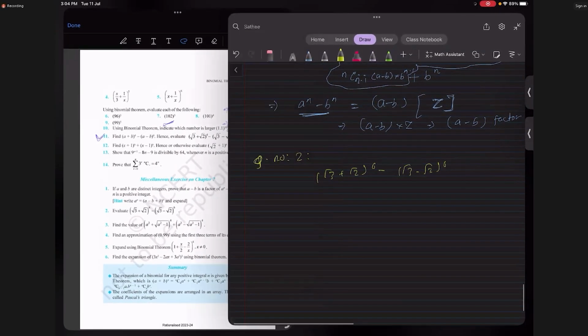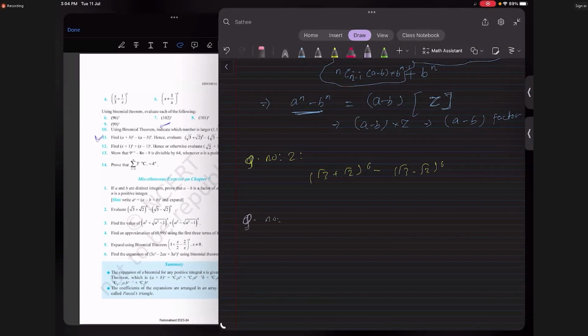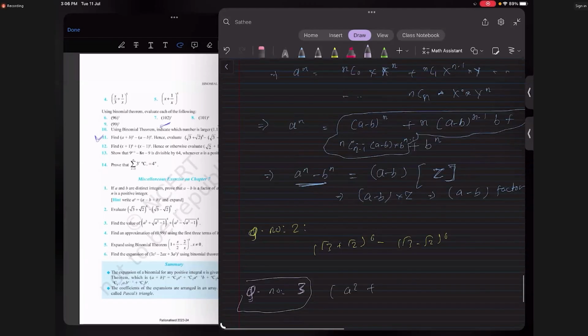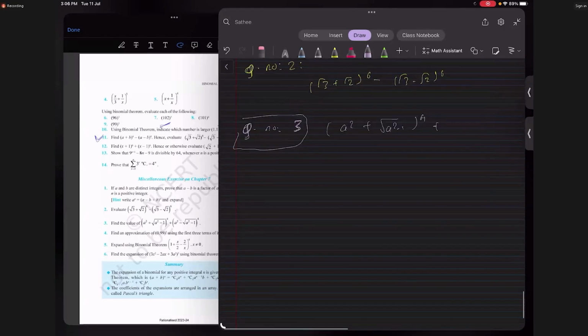So if we move to our next part, that is question number 3, you have to find the value of (a square plus under root a square minus 1) to the power 4 plus (a square minus under root a square minus 1) to the power 4. So you can consider something like (x plus y) to the power 4 plus (x minus y) to the power 4.